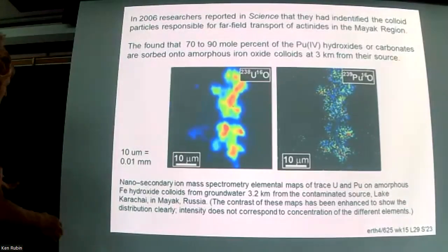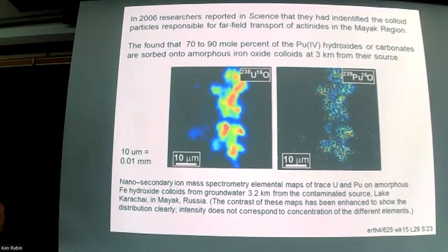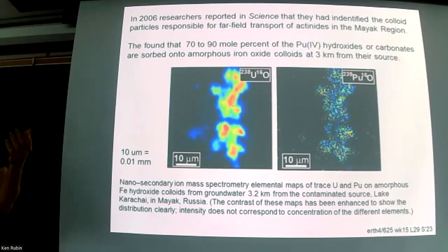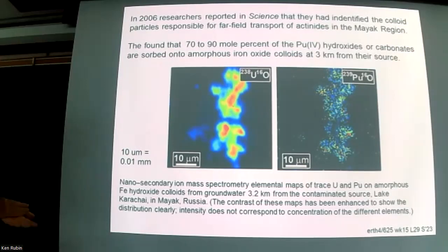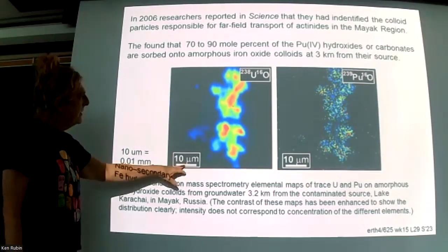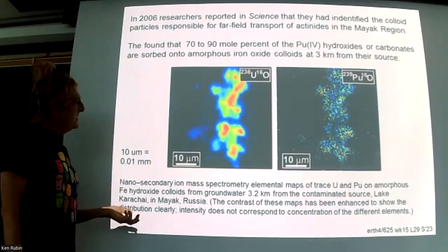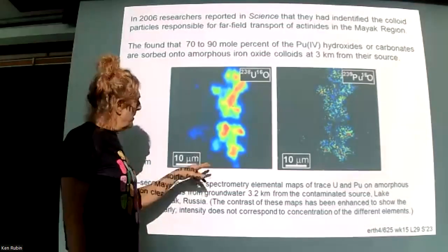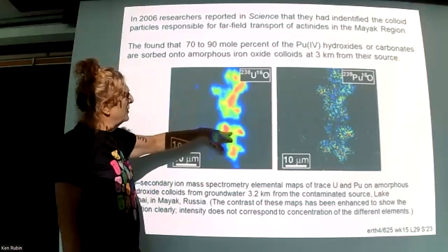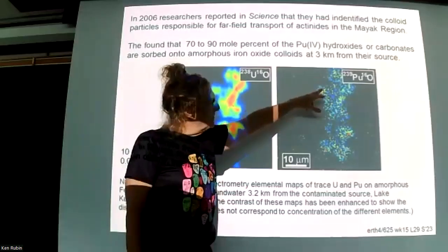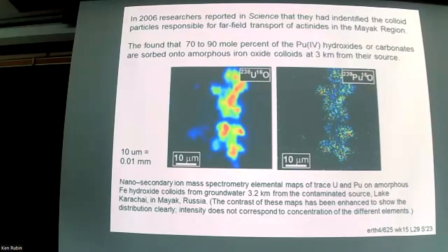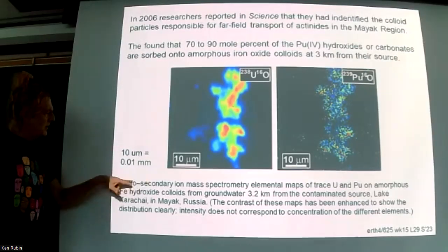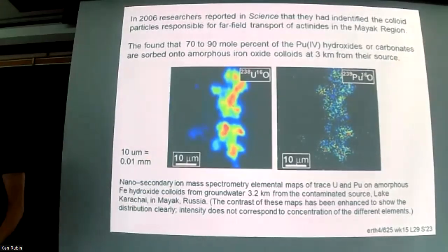So the way this was sorted out was looking at the colloidal fraction in the waters of the river, separating it out by filtering. These are 10 micron scale bars, so these are small particles. This is a heat map showing you the uranium-238 oxide and the plutonium-239 oxide concentrations being very, very elevated. This is using something called NanoSIMS. We have a NanoSIMS in our basement.